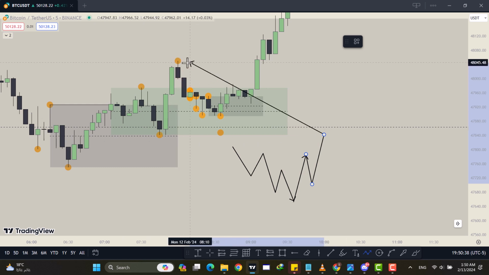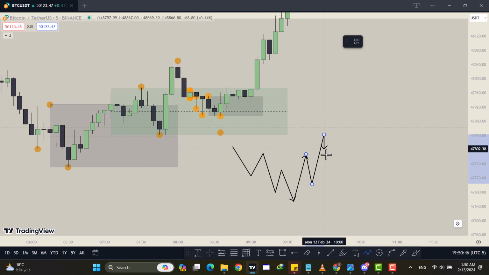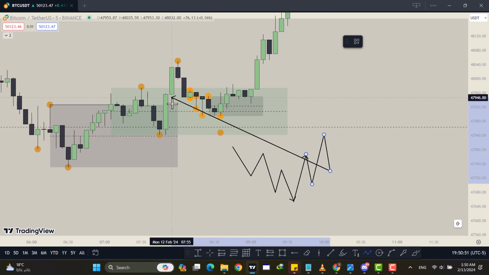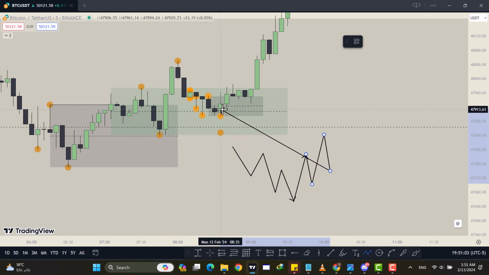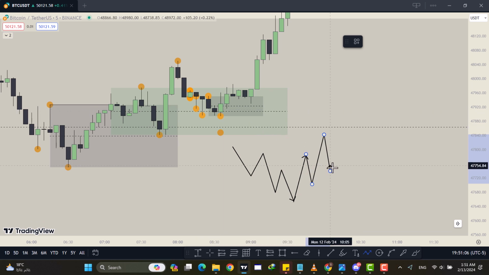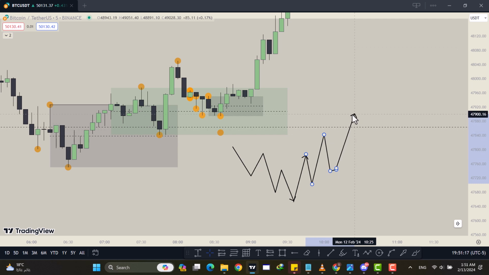And now after printing a new high with body closure, what are we expecting? A retracement into the area right here. It is also consistent and aligned with the fair value gap, but we are only using the 50% of the area. We are focusing on that 50% area. So after tapping to here, what are we expecting? We are expecting another expansion to the upside.